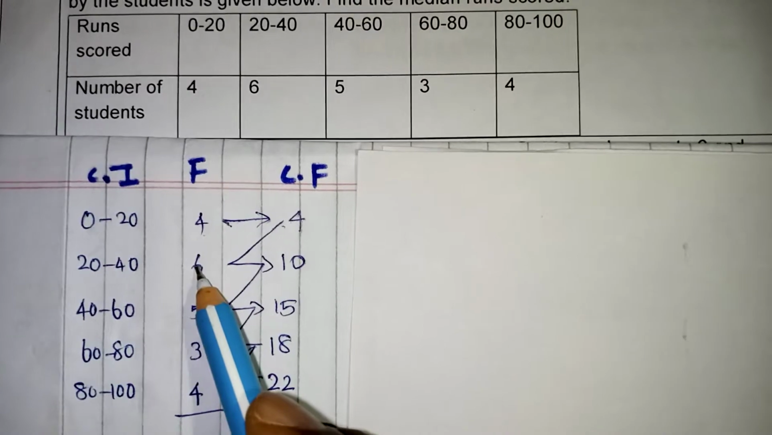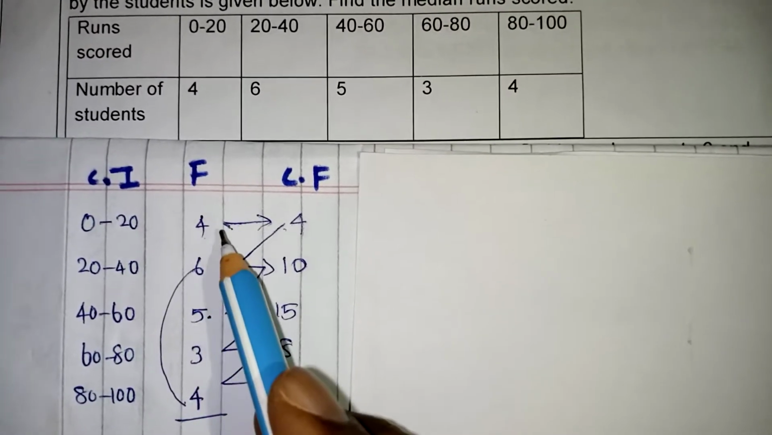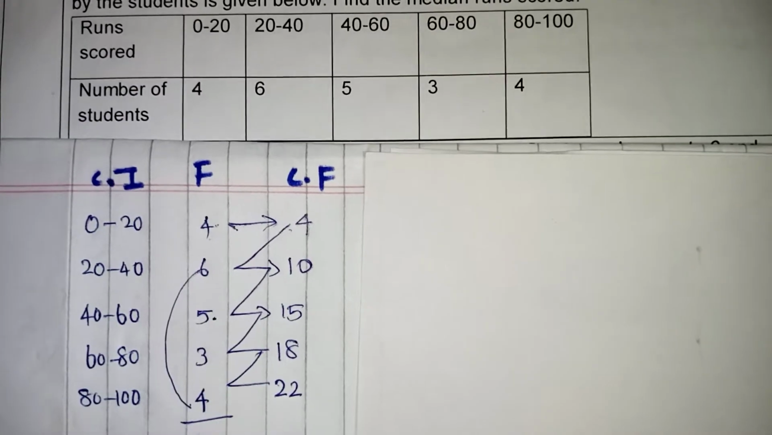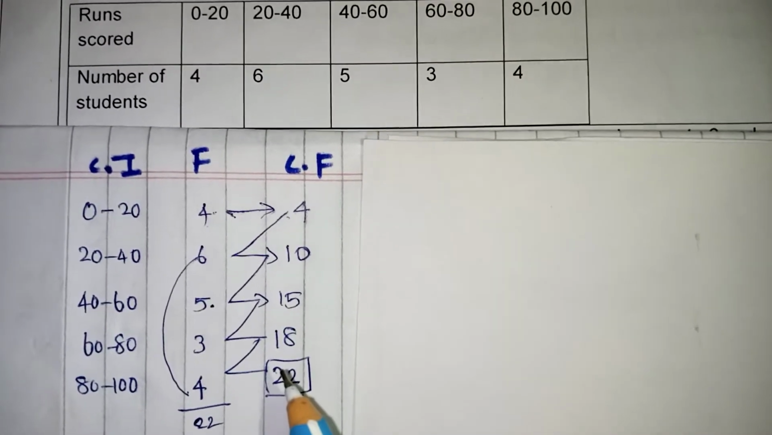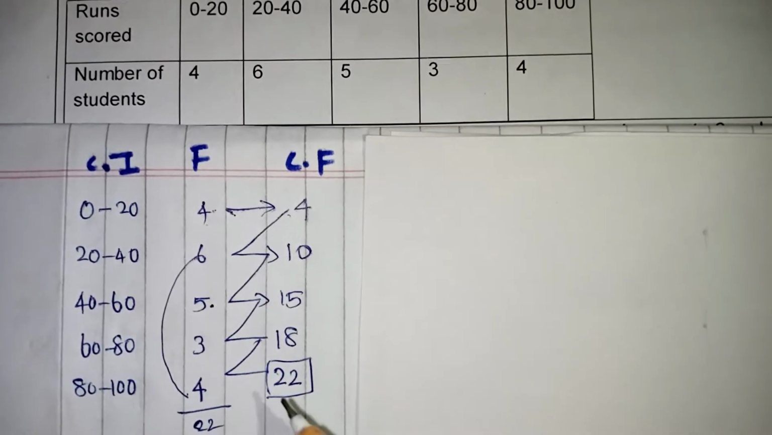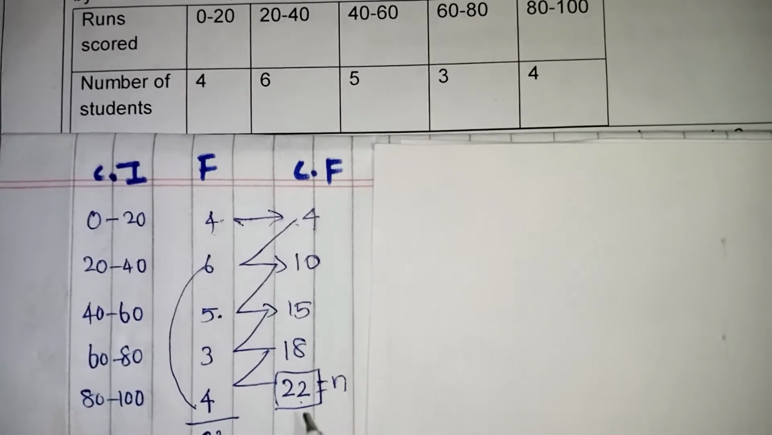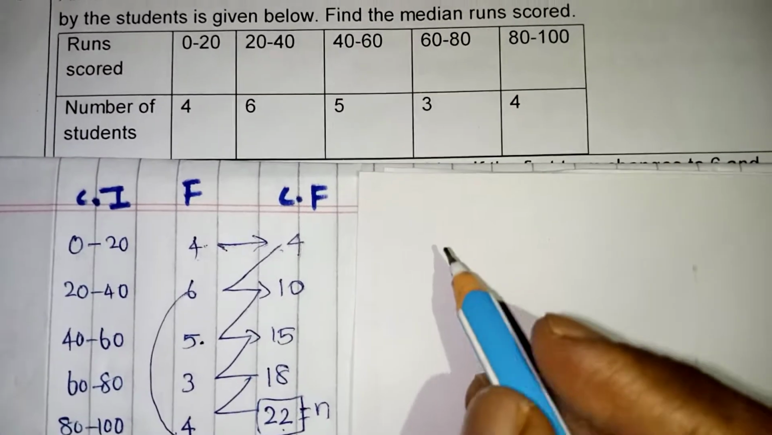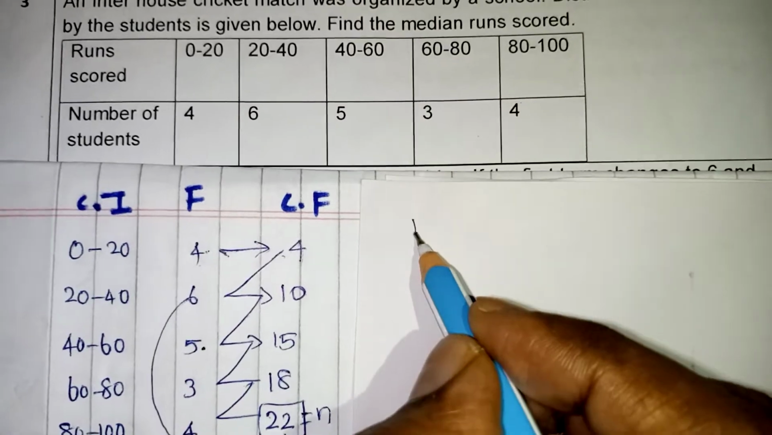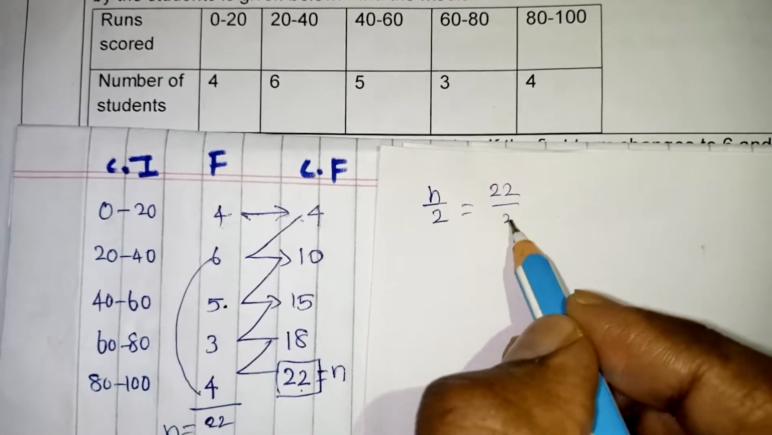Now let's add it. This is 10, 15, 19, 20, 22 is coming correctly. So the cumulative frequency we made is correct. Now after finding this, the last number should be taken as n. The summation f should be considered as n. Now the first step of finding the median is to calculate n by 2. So 22 by 2 will give you 11.